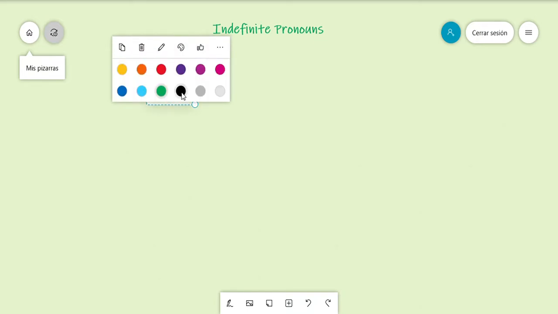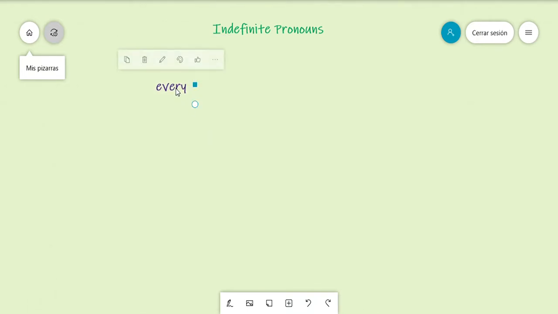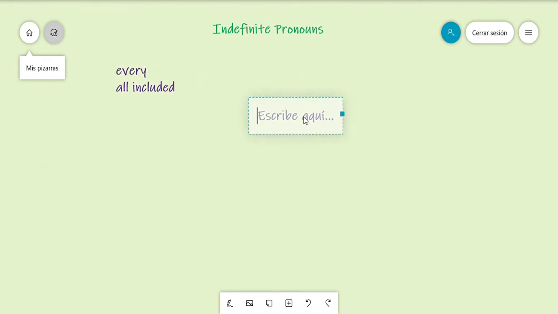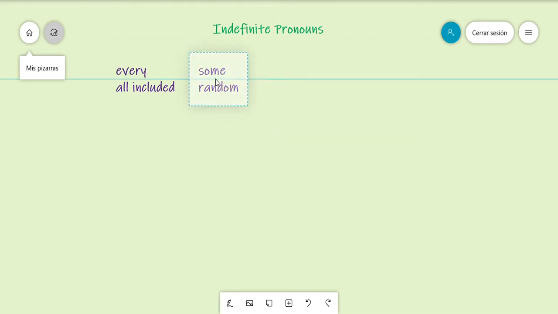Every is used when you want to explain that all the things are included. For that reason, it's the word every. Now, you have another, that is, for example, some. And some is used for a random selection, and a specific selection.